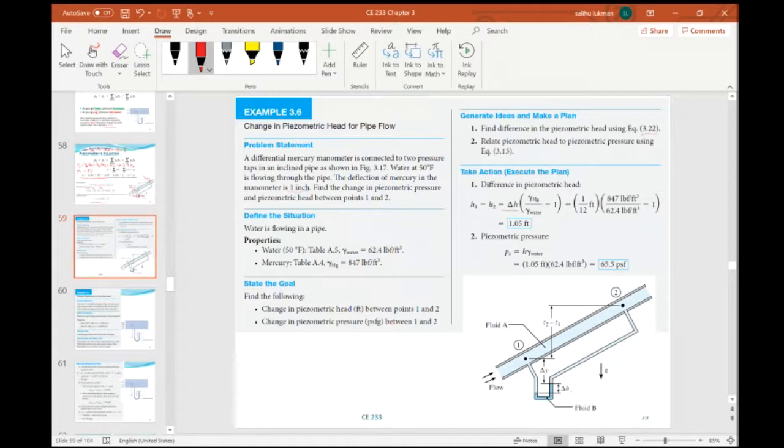Yeah, it says 1 inch. 1 foot is 12 inches. So 1 inch in feet is going to be 1 over 12. And then we divide by the mercury unit weight and the water unit weight to get H1 minus H2, 1 foot. And to get the piezometric pressure, we simply multiply by the gamma of water, which is 62.5 pounds per square foot.